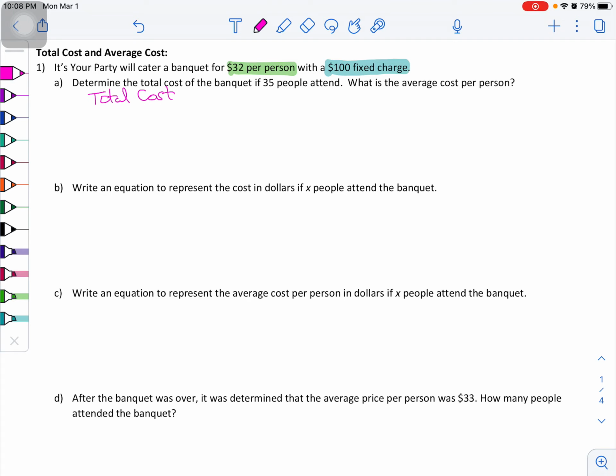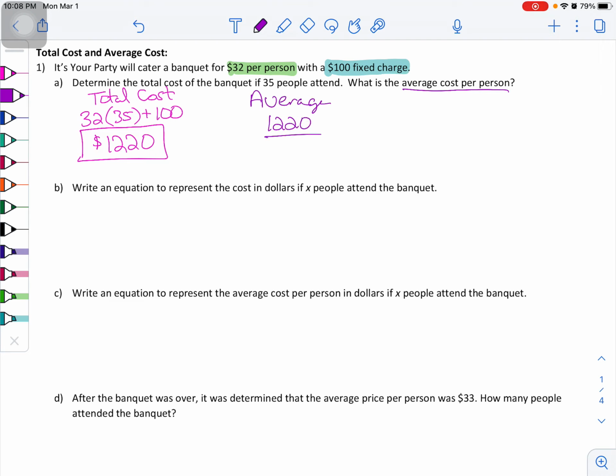Okay, so part A, determine the total cost if 35 people attend. So it's $32 per person, and there are 35 people, so we're going to multiply those together. But we need to make sure that we also add in that $100 fixed charge. So I've got my calculator sitting next to me. So let's see, 32 times 35 plus 100. So my total cost here is going to be $1,220.